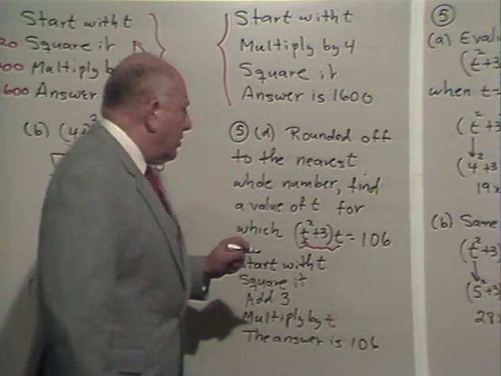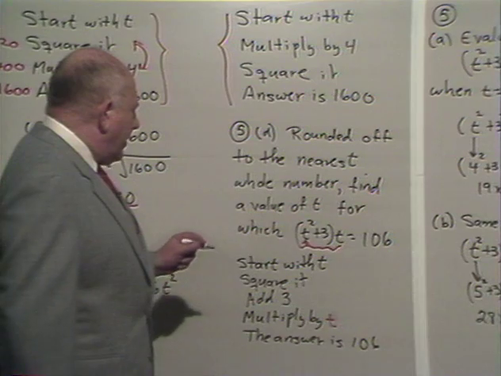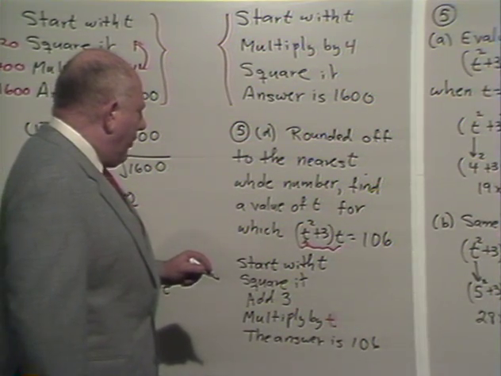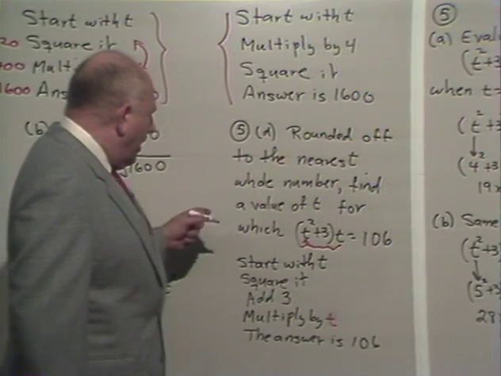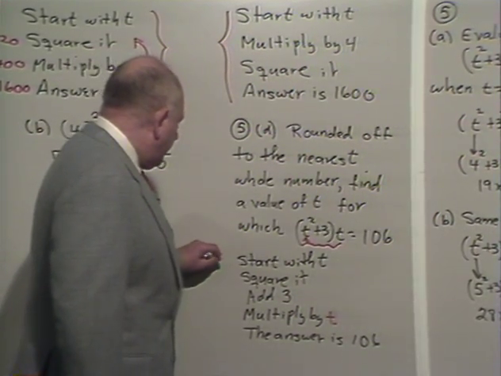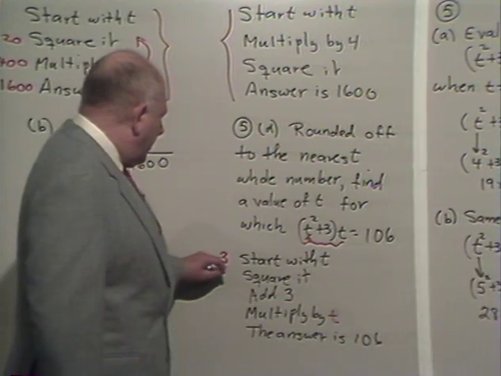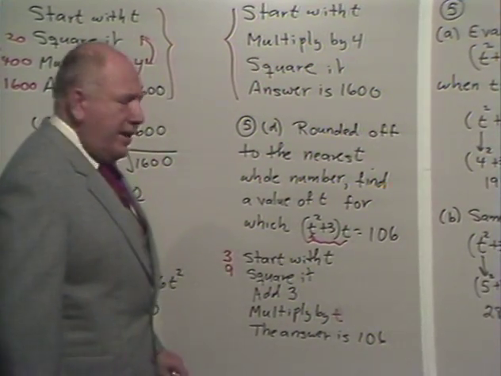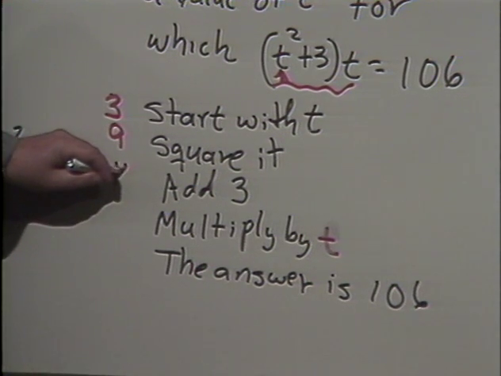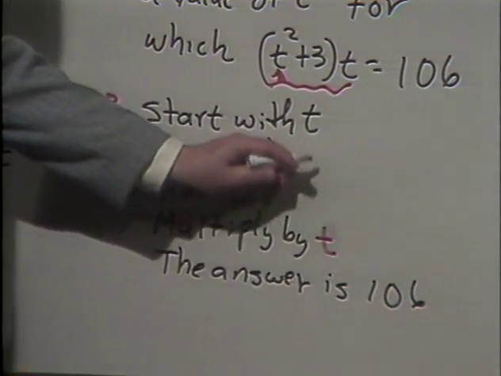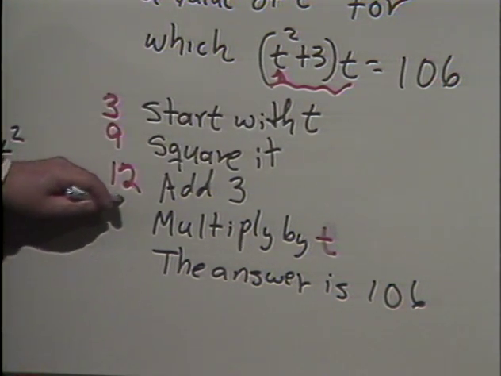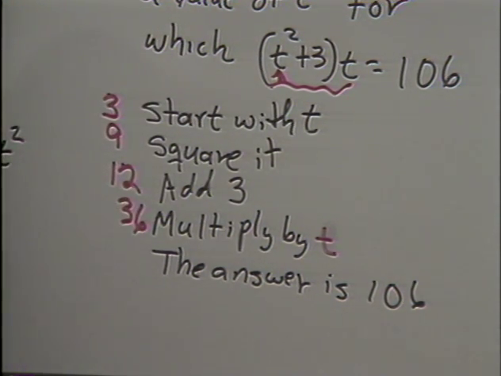But watch what I can do. I can say, gee, let me take a wild guess over here. I think I'll pick an easy number so the work won't be too hard. I think I'll pick 3. What happens when I square 3? I get 9. If I now add 3 to it, I get 12. And if I now multiply by t, see what was t in this case? It was 3. 12 times 3 is 36.